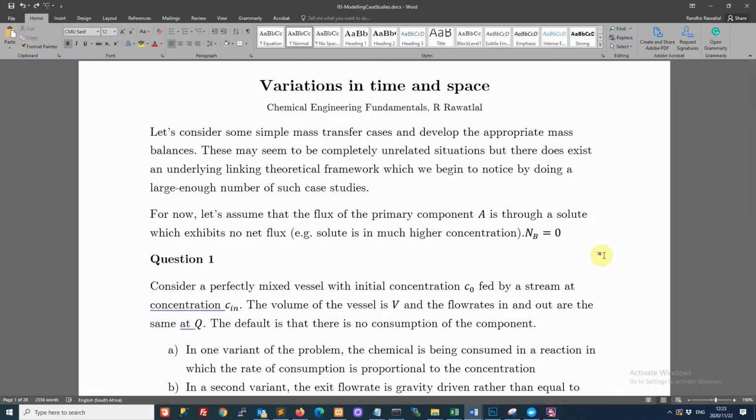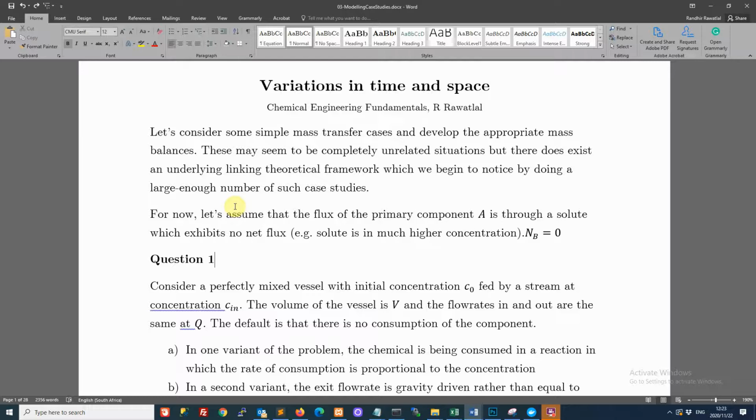So we've started to develop our material balances across various spaces, and we are interested in how the concentration might be varying in both time and space across some process unit. And what we're going to do now is consider some simple mass transfer cases. We want to develop the mass balances, and even though the situations might be quite different in each case, there is an underlying connection among them.